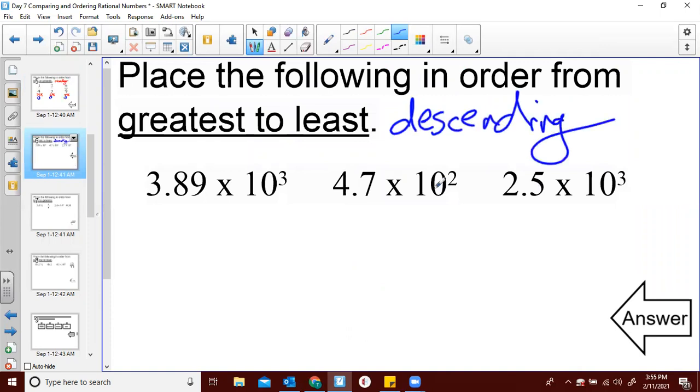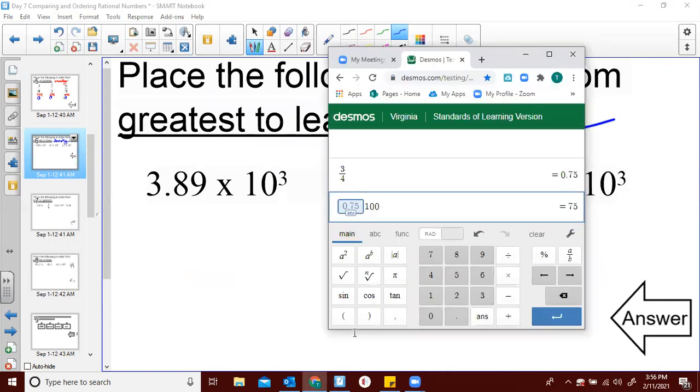Descending. All right, so let's talk about these. In Desmos, I'm going to go ahead and put in my scientific number, which is 3.89 times 10 to the third. I hit enter. You can either type ANS, which will give you your answer, or hit that answer key I showed you down below, and make sure you're multiplying it by 100.